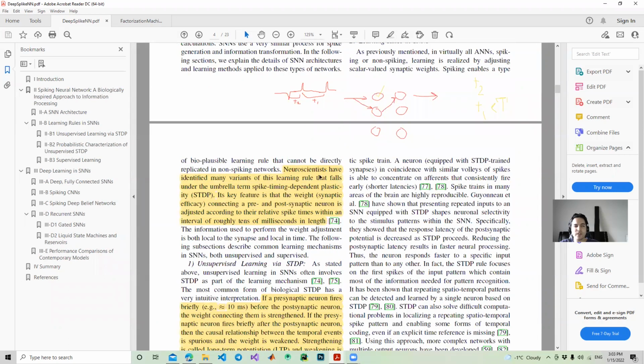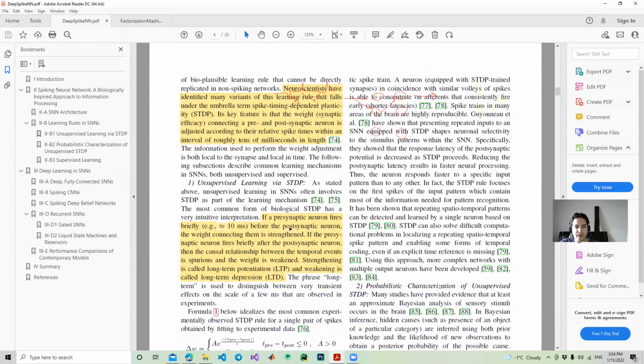But neuroscientists have identified many variants of learning rules that fall under the umbrella term spike timing dependent plasticity. It is a key feature that the weight, the synaptic efficiency connecting a pre- and postsynaptic neuron, is adjusted according to the relative spike timing within an interval of roughly tens of milliseconds in length. And this very famous STDP, spike timing dependent plasticity, is very important for training spiking neural networks.